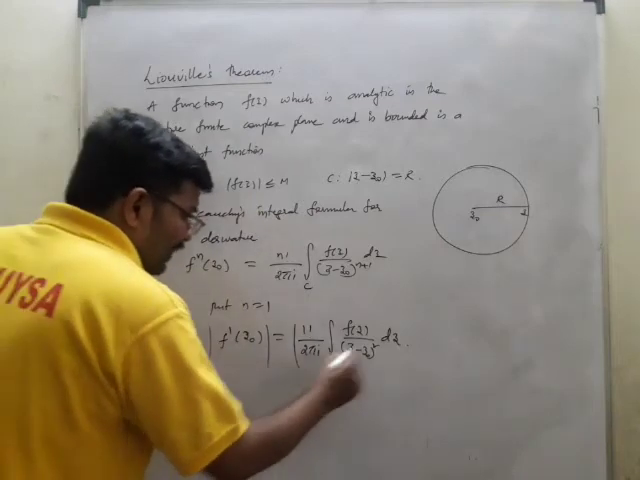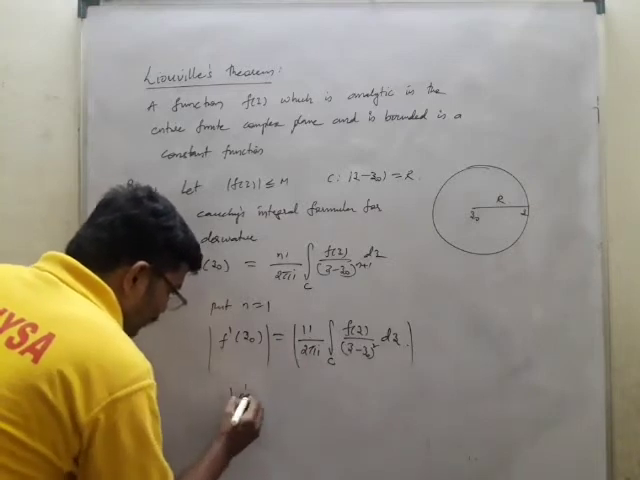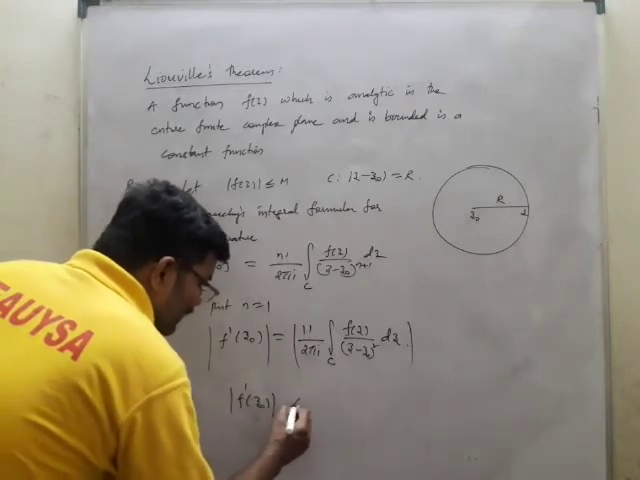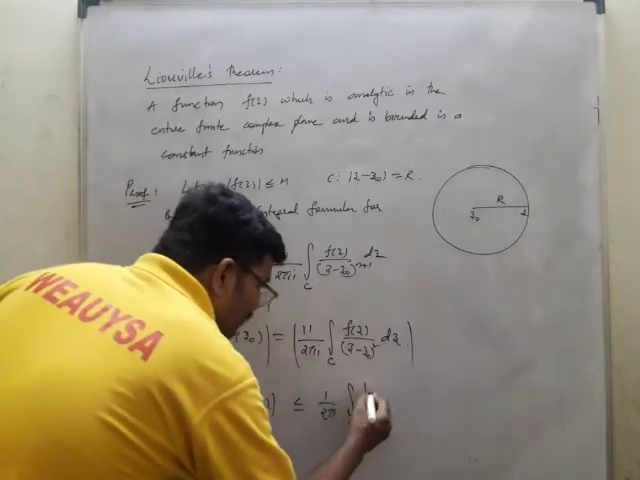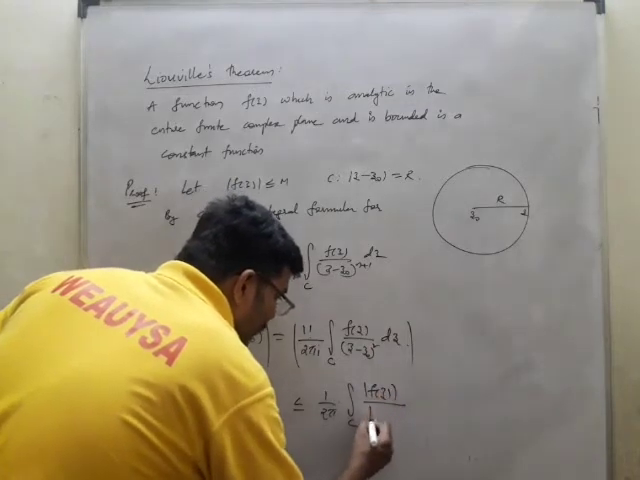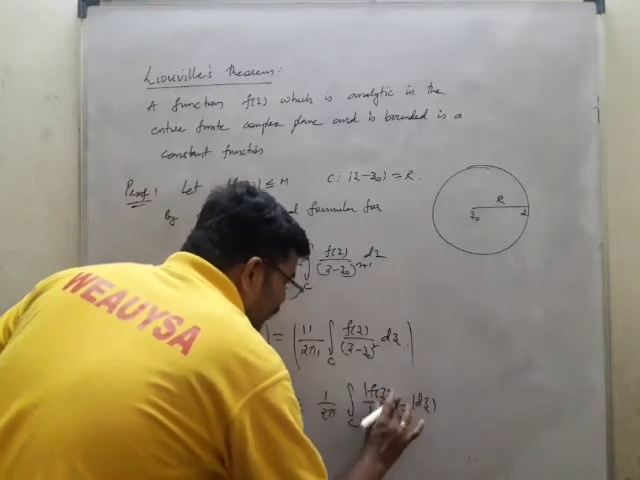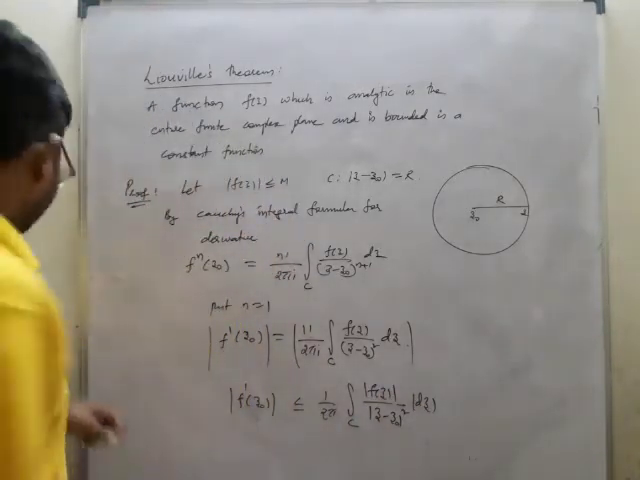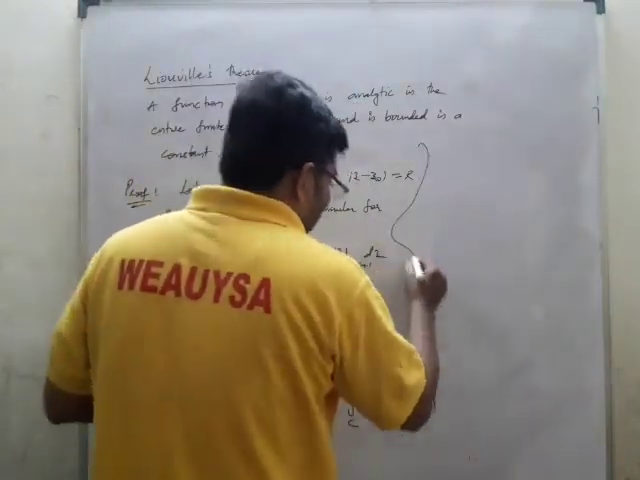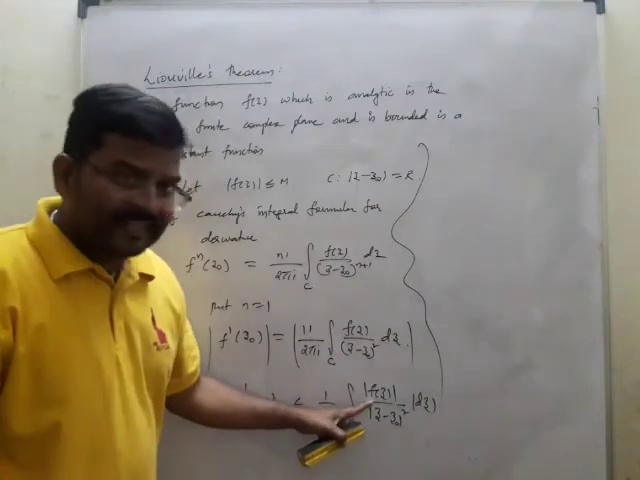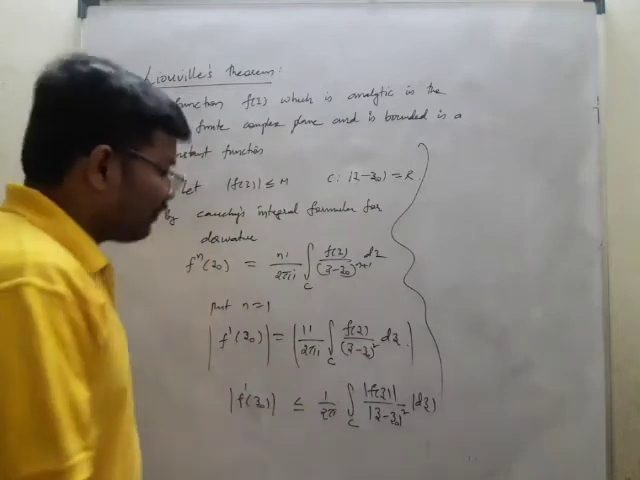If you take mod on both sides, |f′(z₀)| is less than or equal to 1/(2π) ∫_C |f(z)|/|z − z₀|² |dz|. Okay, taking modulus on both sides, you get the same thing. Then we'll substitute all the values: |f(z)| is less than or equal to M, and |z − z₀| is nothing but r.